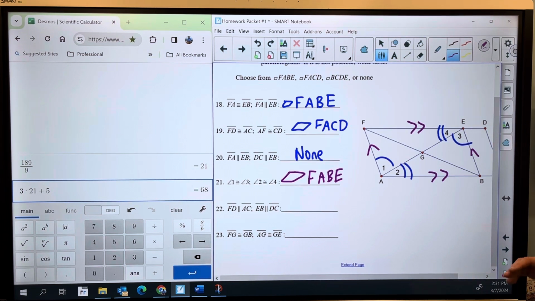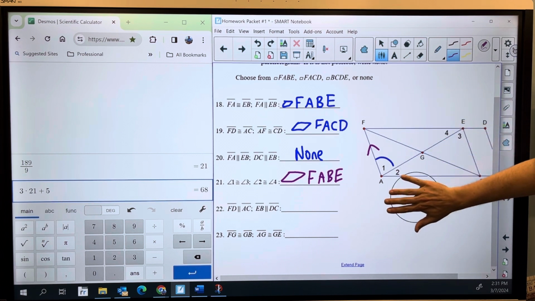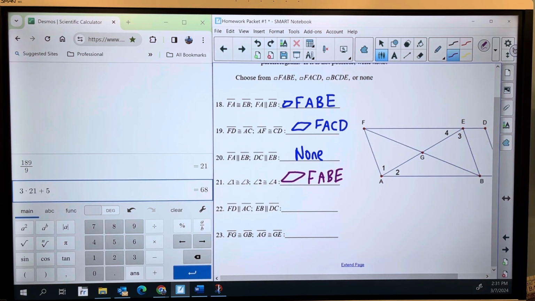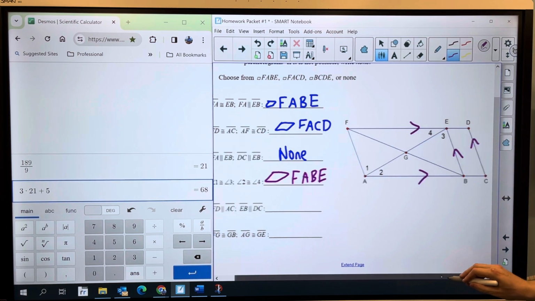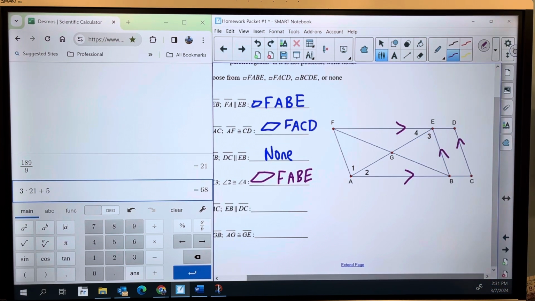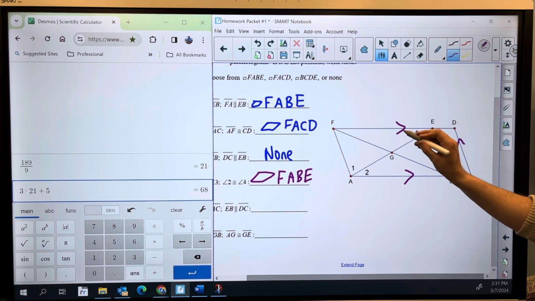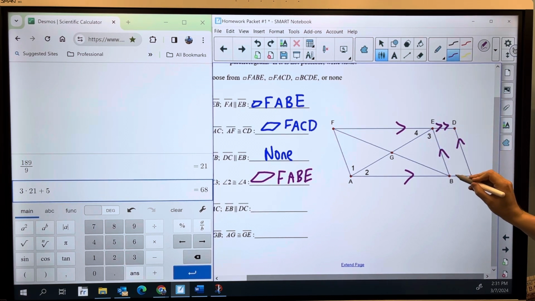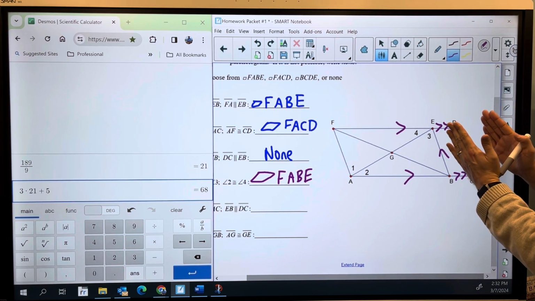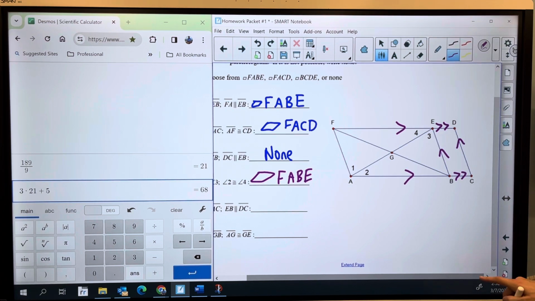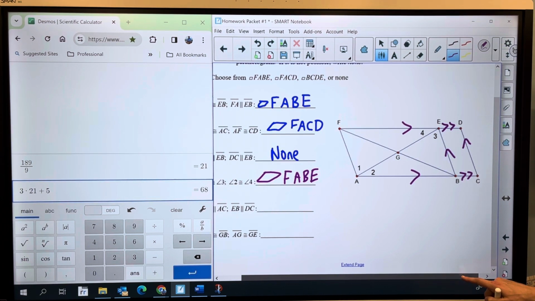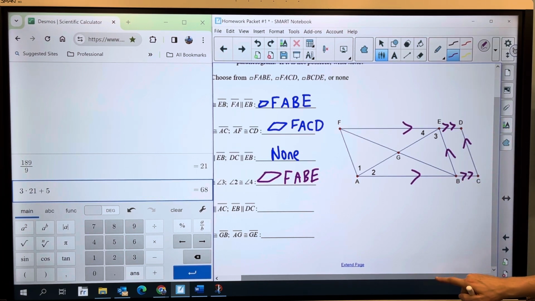In number 22, we've got FD parallel to AC, and EB parallel to DC over there. Oh, wait. Because of where I put this mark, my mind immediately said no. But we want to make sure that these lines right here, they also mean these lines over here. They go all the way through. So if we look at just this little parallelogram over here on the side, we've got opposite sides parallel, which is enough to say it is a parallelogram. And that one we're going to call BCDE.